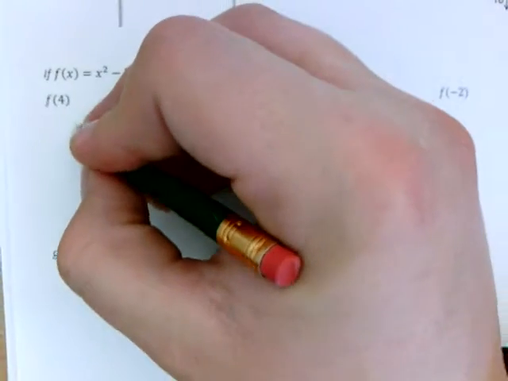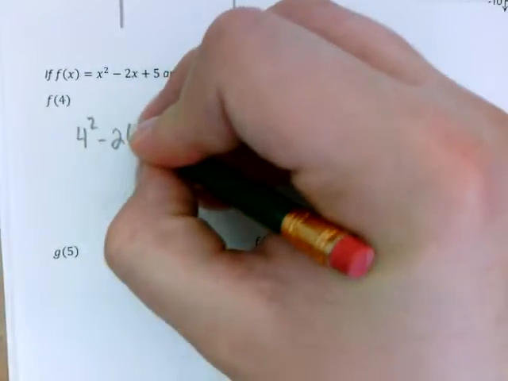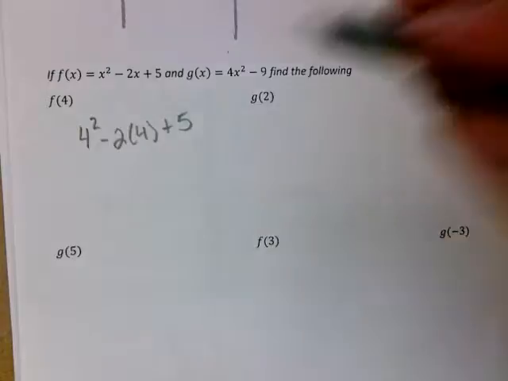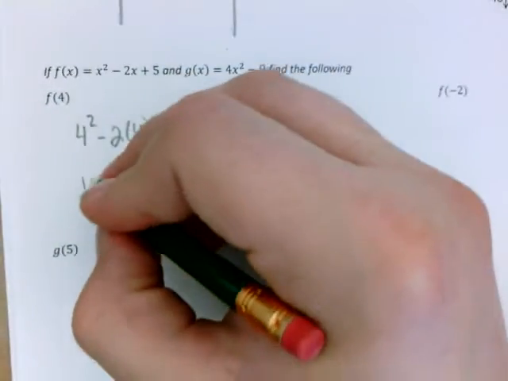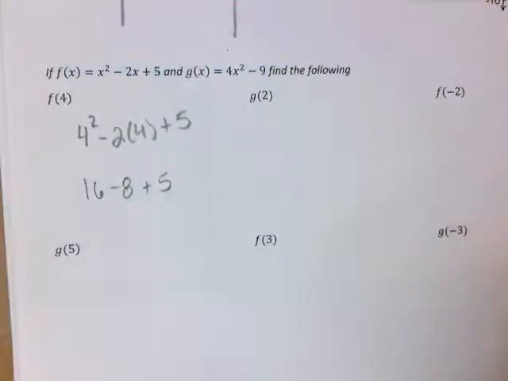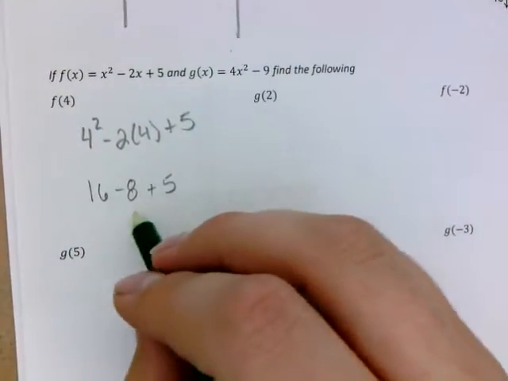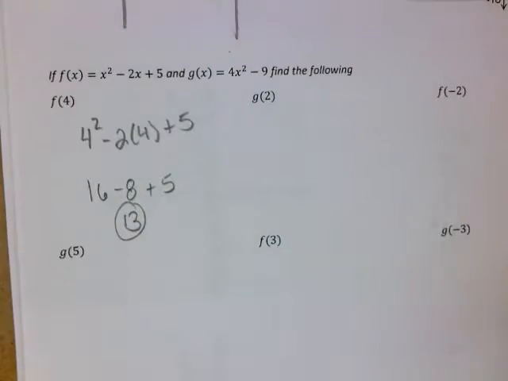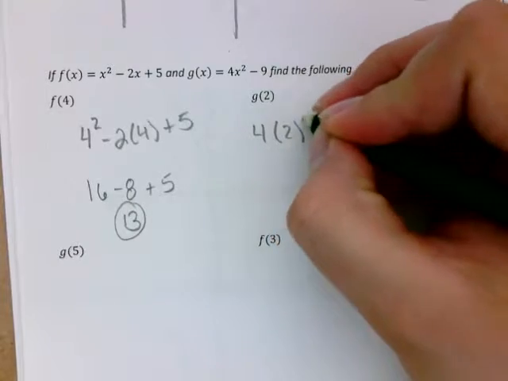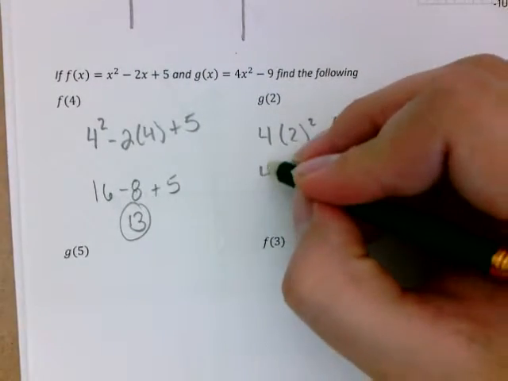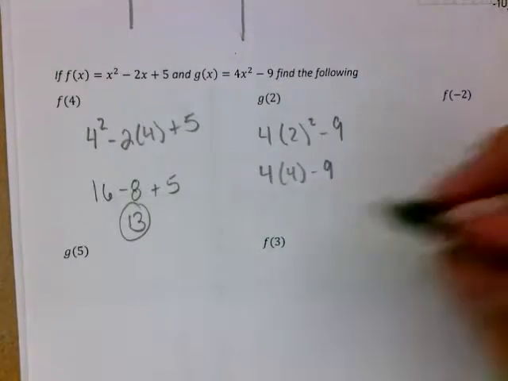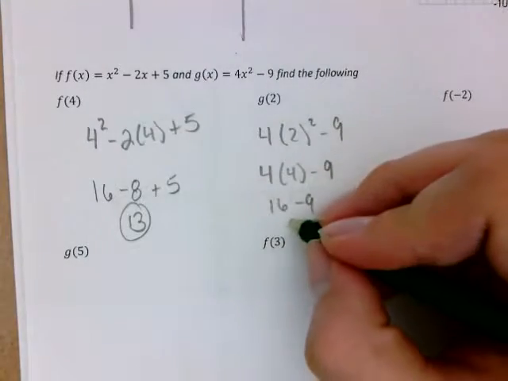So we're going to go 4 squared minus 2 times 4 plus 5. Now what we do is we multiply, so that becomes 16 minus 8 plus 5. 16 minus 8 is 8, plus 5 is 13. G of x is right there, so it becomes 4 times 2 squared minus 9. 2 squared is 4. 4 times 4 is 16 minus 9. That gives you 7.